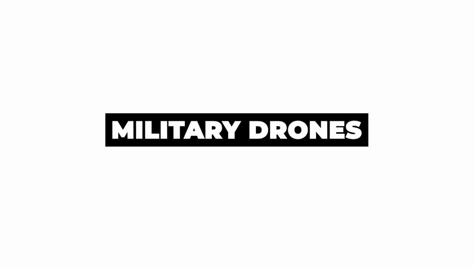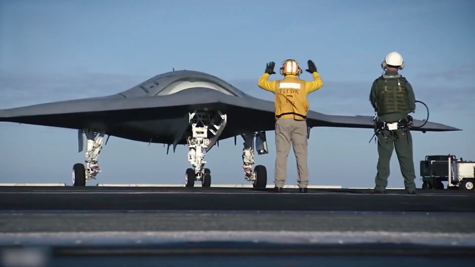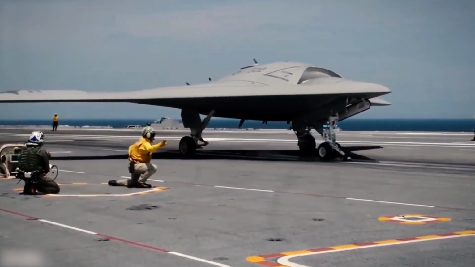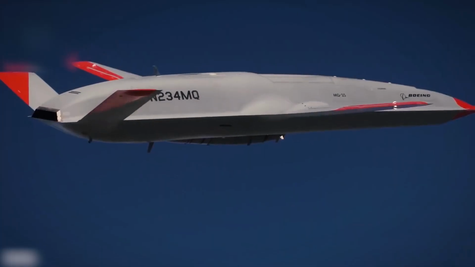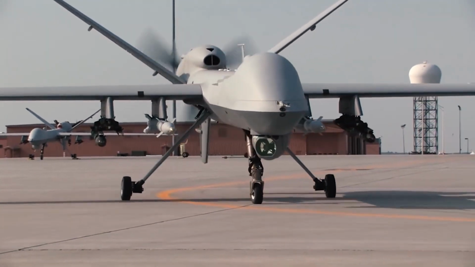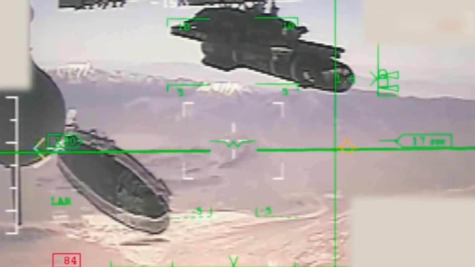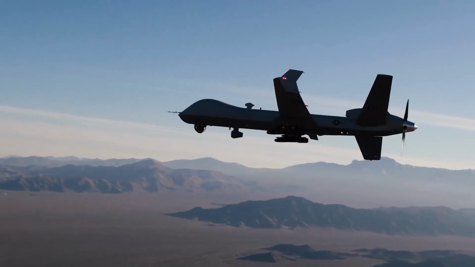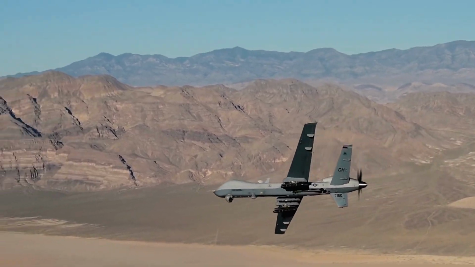Military drones. Military drones are still being developed and used for various purposes, including reconnaissance and airstrikes. These drones are controversial, but they have become crucial tools for modern military operations. One of the most well-known military drones is the MQ-9 Reaper, which is used by the United States Air Force for surveillance and targeted airstrikes. The Reaper is capable of carrying various weapons, including Hellfire missiles and laser-guided bombs.